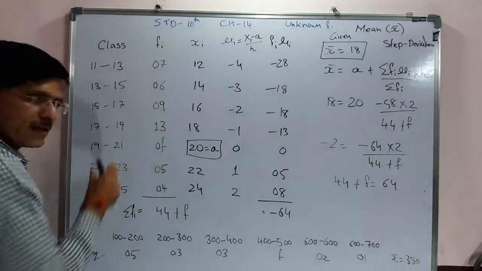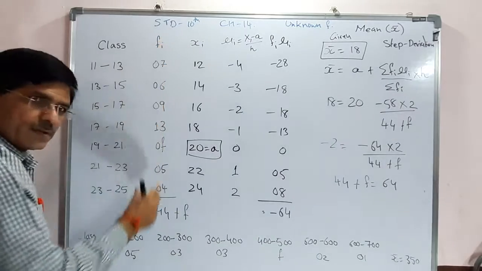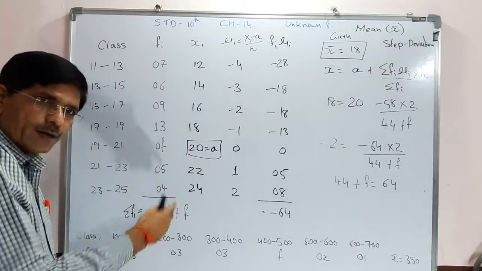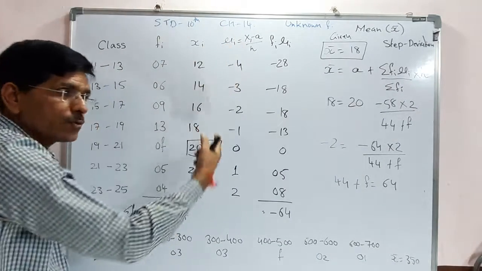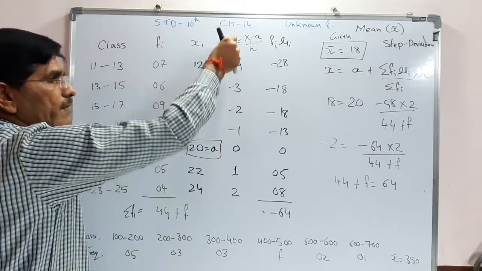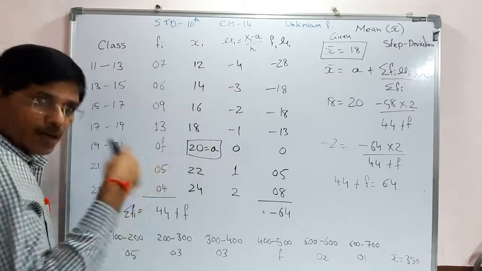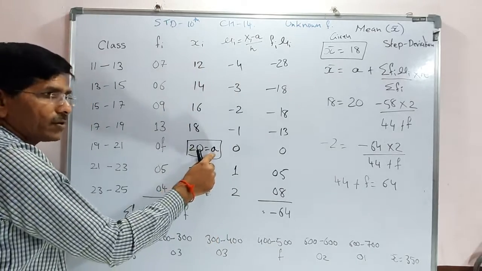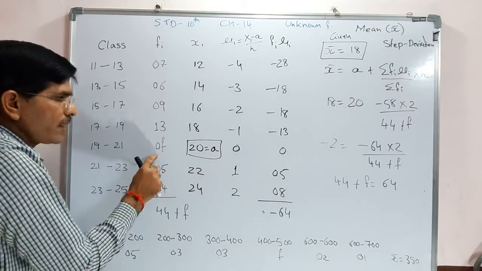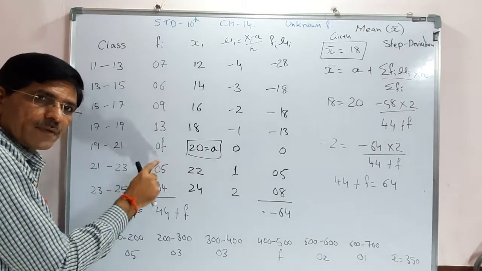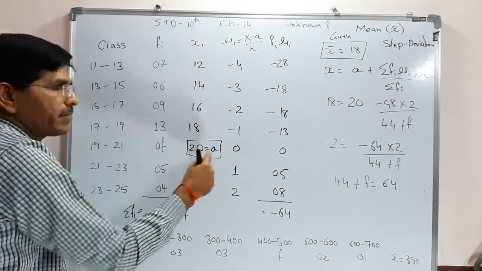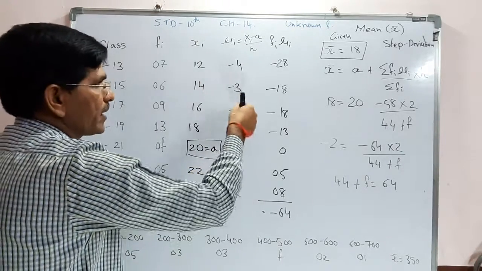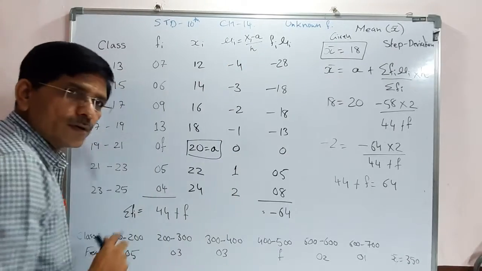First, in the class column we have written fi, we have written xi, and we have to find ui. How do we put the ui value? Always xi is equal to a, where we have to take it, wherever the frequency is highest, there we assume a. Then xi minus a gives 0, -1, -2, -3, -4, 1 and 2.